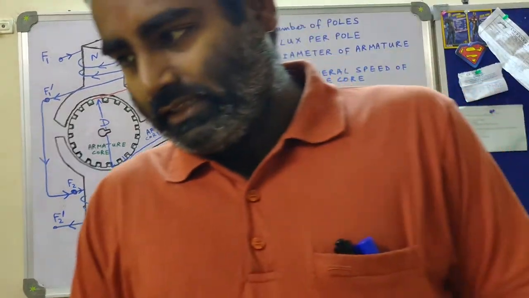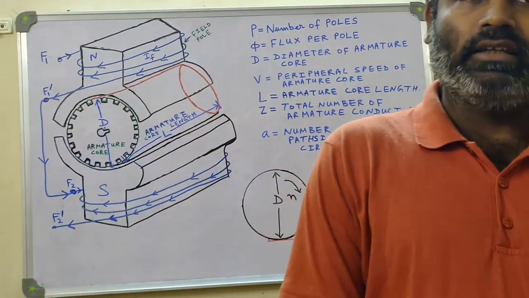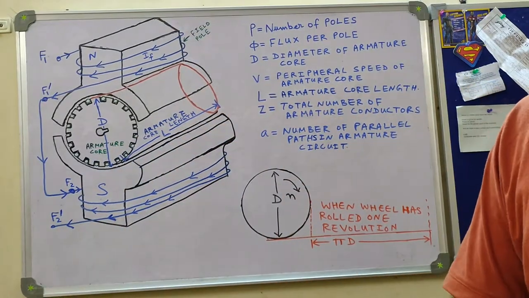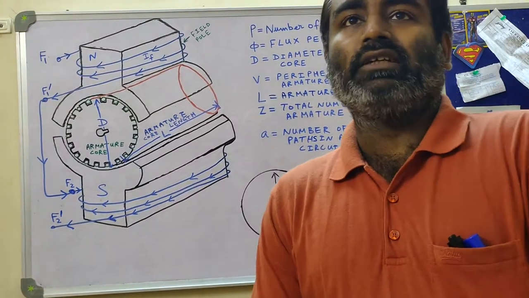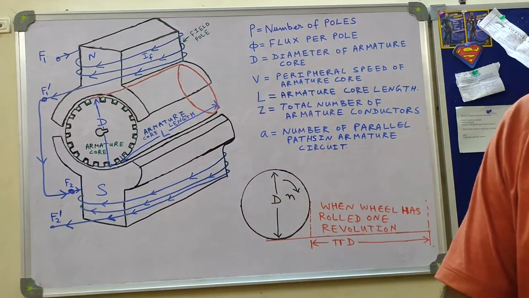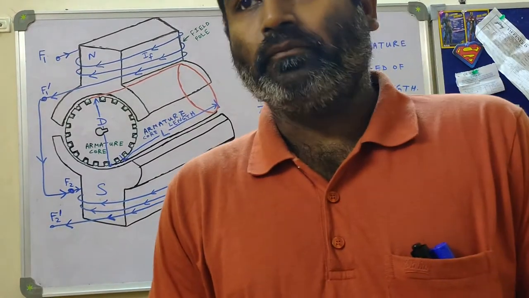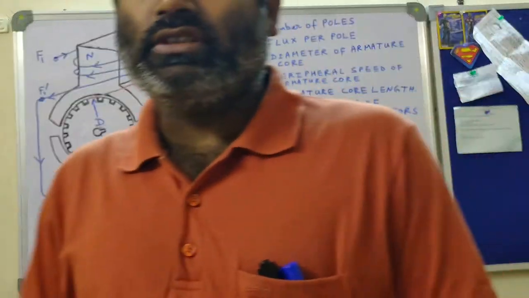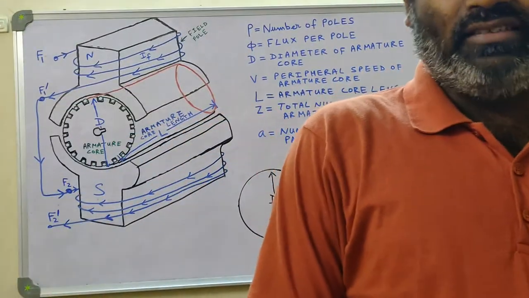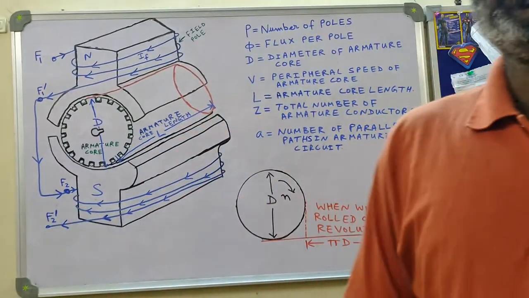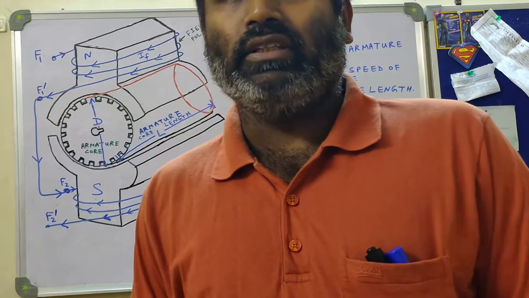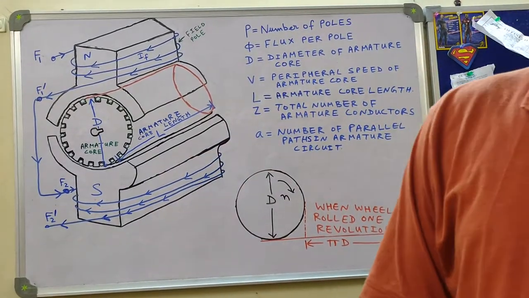So it is worthy of mention that whether the machine is working as a generator or motor, in both cases the mathematical expression for EMF induced in the armature winding happens to be the same. So we will derive an expression of EMF induced in the armature of a DC machine. Now a DC machine can either operate as a motor or as a generator. When it operates as a motor, that induced EMF in the armature will be termed as back EMF, and when it is working as a generator, it will be termed as generated EMF.